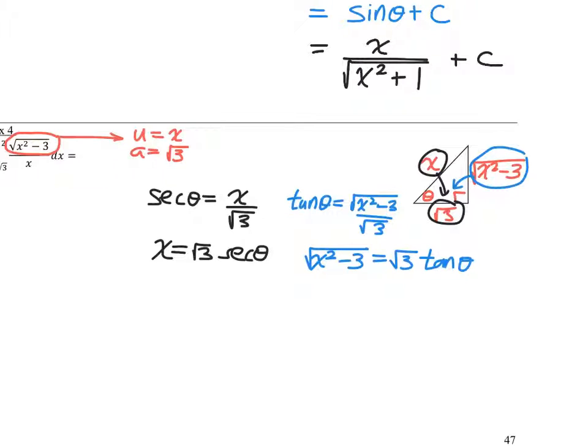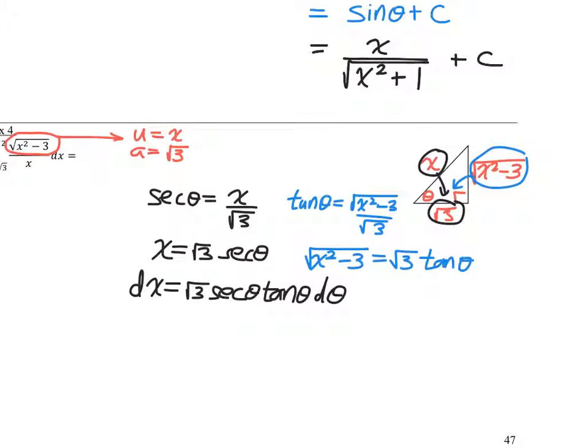So we're looking at the square root of 3 times the tangent of theta. Oh, I didn't do my dx. I should do it now. Sorry. dx is going to be equal to root 3 secant theta tan theta d theta. Just that little extra step.